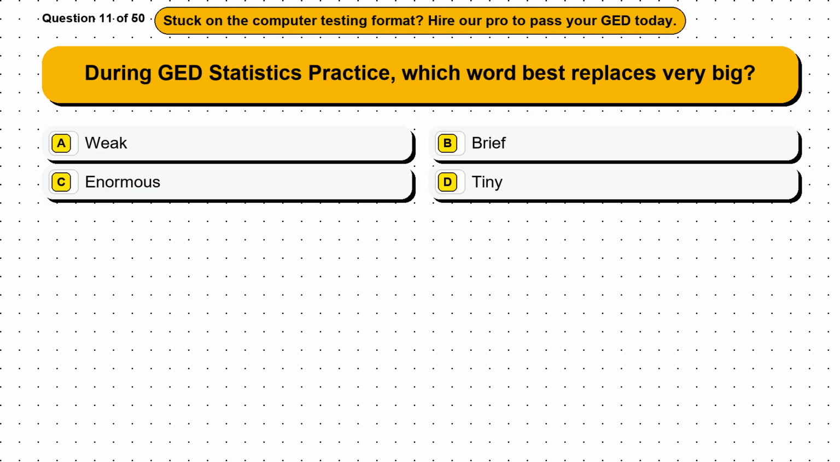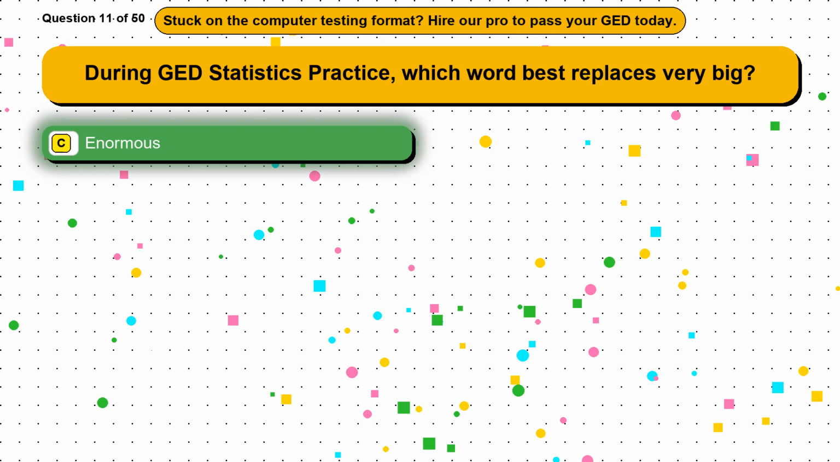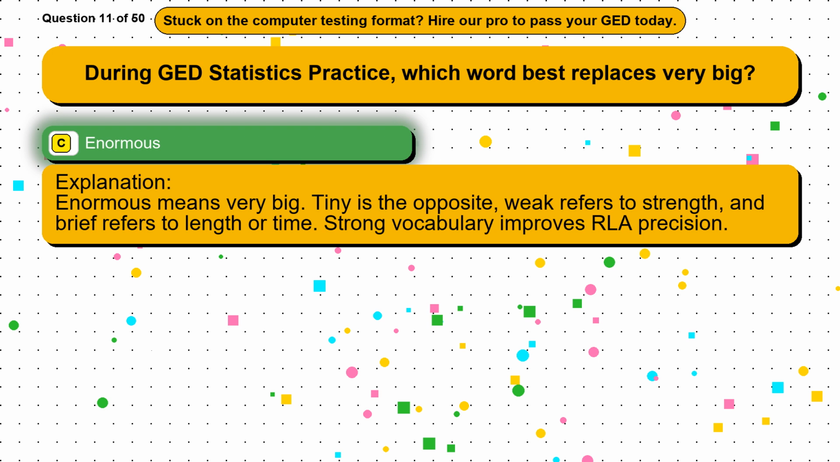Question 11. During GED Statistics Practice, which word best replaces very big? Option A, weak. Option B, brief. Option C, enormous. Option D, tiny. The correct answer is option C. Enormous. Enormous means very big. Tiny is the opposite, weak refers to strength, and brief refers to length or time. Strong vocabulary improves RLA precision.